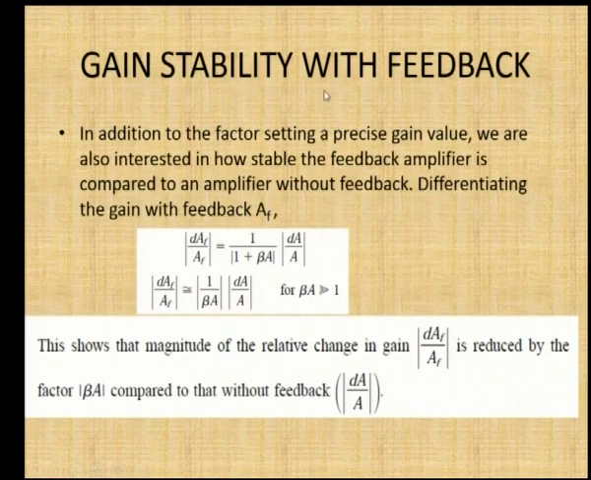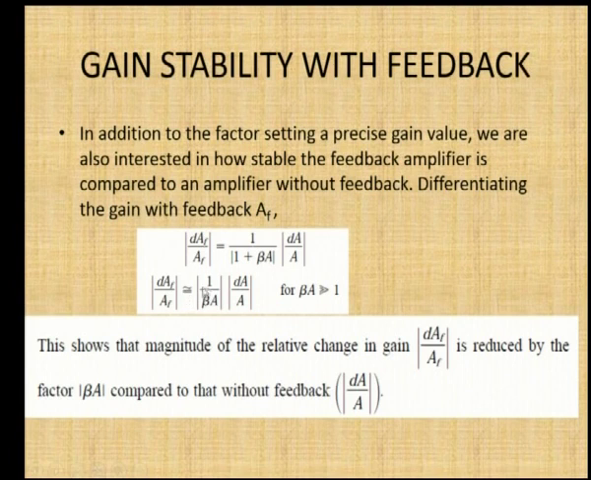And next is gain stability with feedback. Here, gain stability with feedback, in the sense, if you calculate the relative change of the gain with the feedback using the same formula A by 1 plus A beta, this is what we will be obtaining.